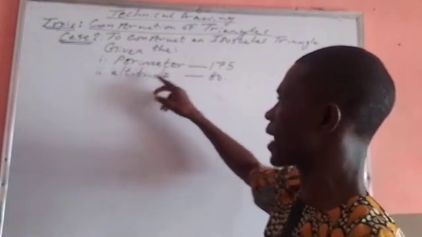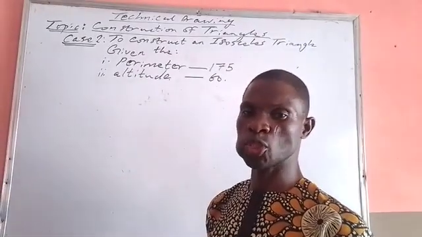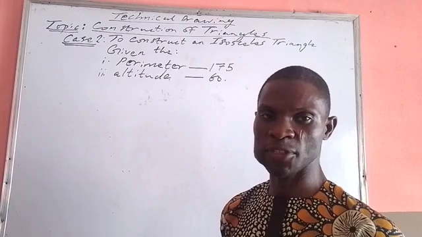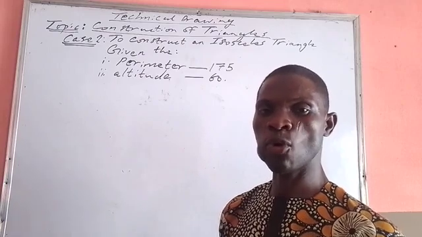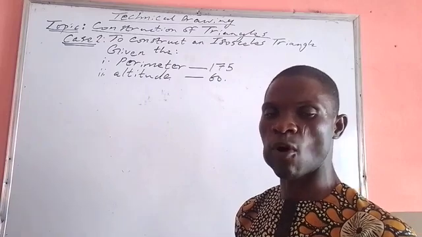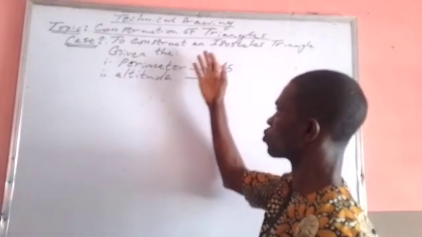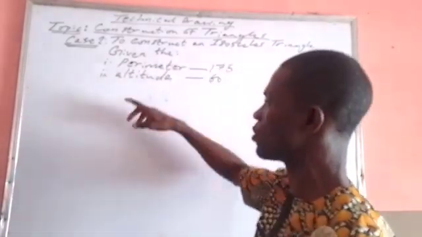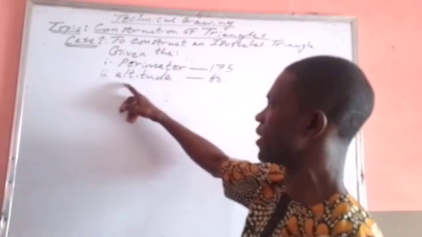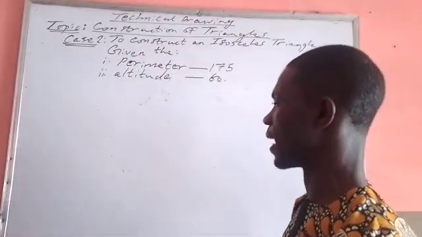We are given the perimeter and the altitude, and as I said, when it comes to the construction of triangles, we need to consider what we are given before we can know what steps to take. The steps depend on the information given. So in this case, as we are constructing an isosceles triangle, we are given the perimeter to be 175 millimeters and the altitude to be 60 millimeters. So let's see how this construction can be done.